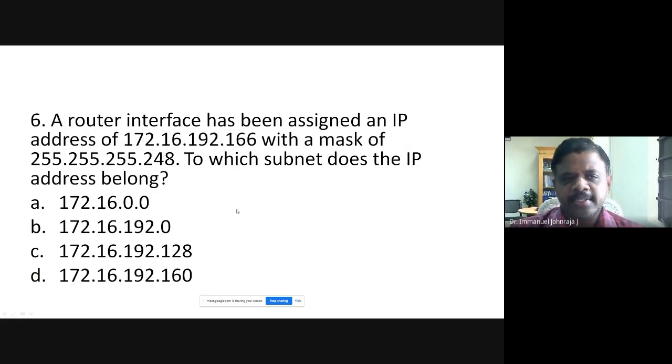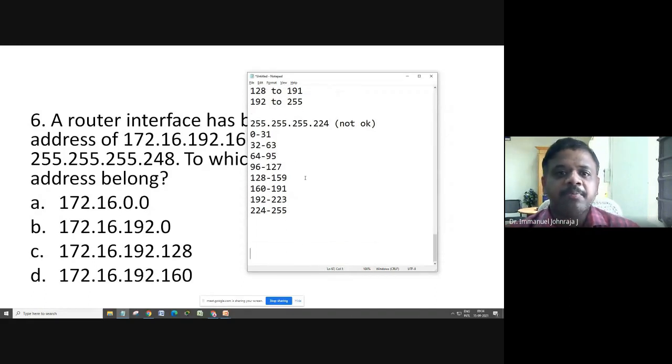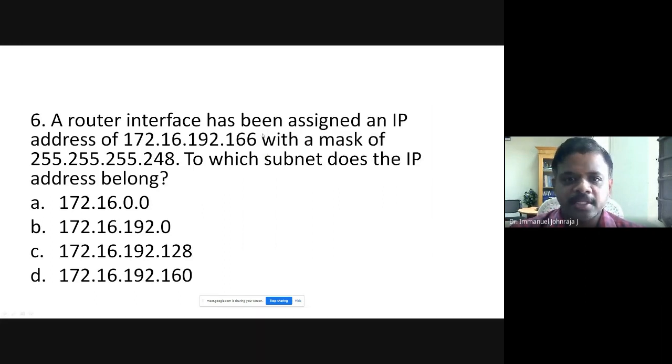Router interface. This is the next question. We are talking only about the IP addresses. A router interface has been assigned an IP address of 172.16.x.y with a mask of something. To which subnet does the IP address belong? Sir, this is again a question of subnet masking. The router, IP, all these are just to confuse you. The meaning of the question is, what is the subnet address for this IP?